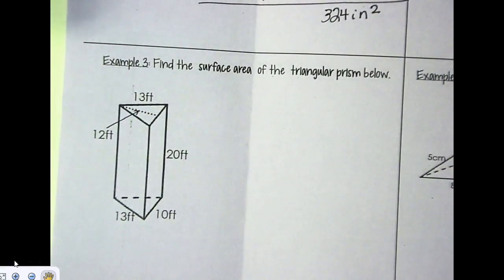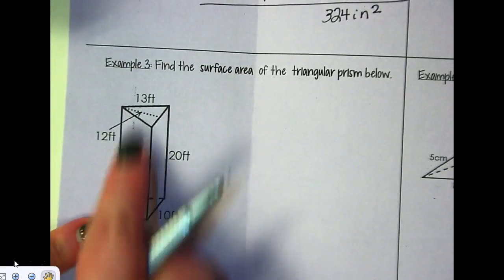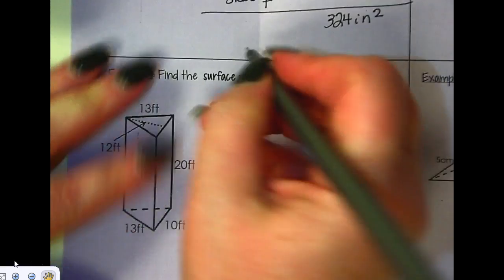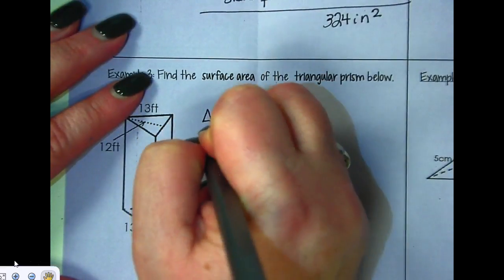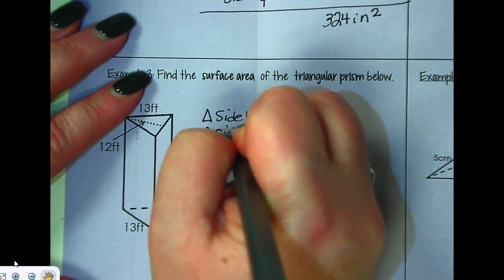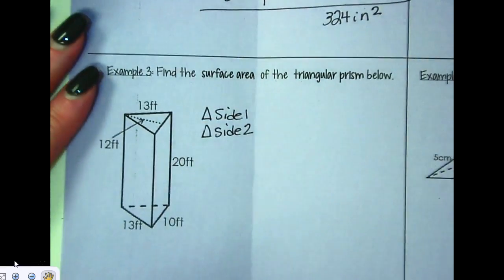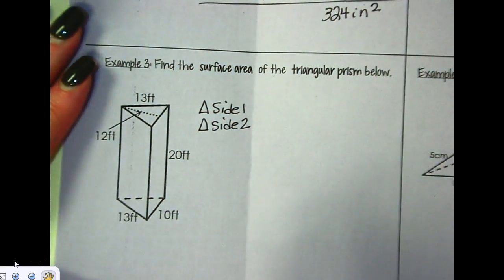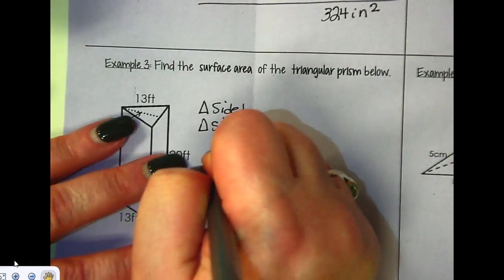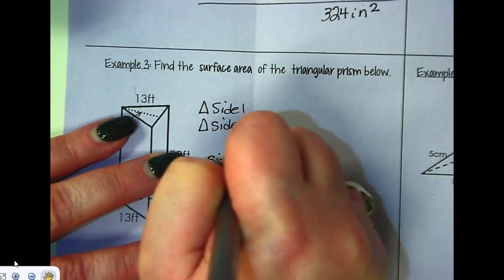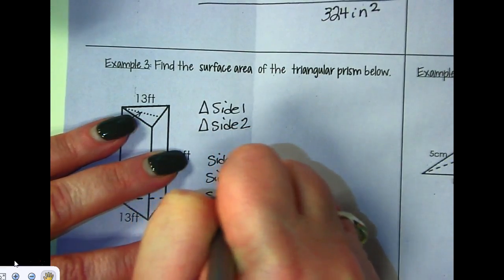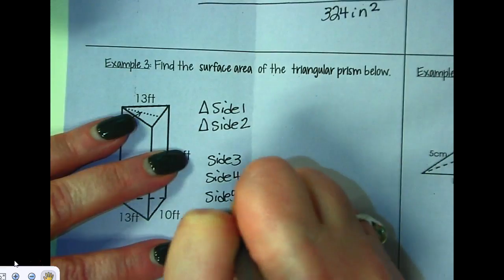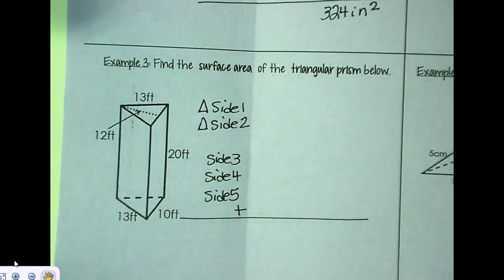We did not do triangular prisms last year, but it's the same. So we've got 2 bases and they're both triangles. So a triangle for side 1 and a triangle for side 2. That just helps me keep my thinking straight, that I need a different formula when it's a triangle. And then I've got 3 more sides. Side 3, side 4, and side 5. And then those are rectangles.